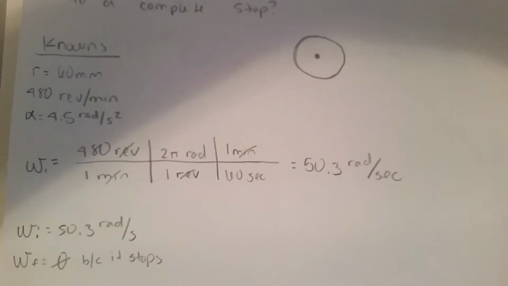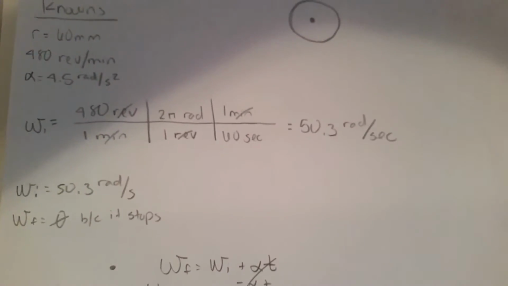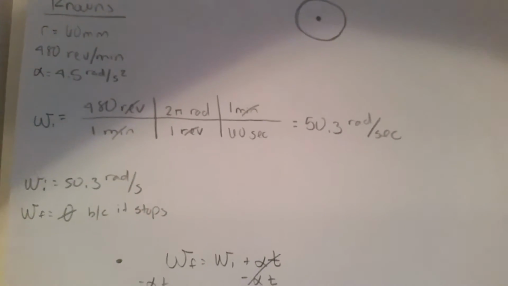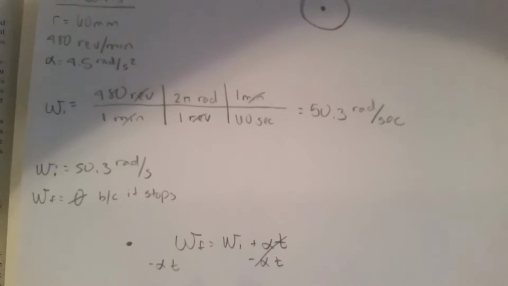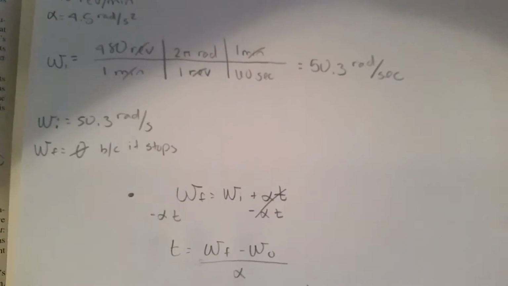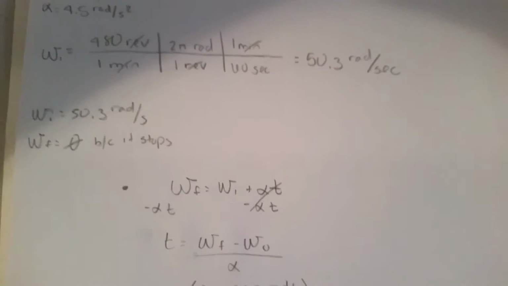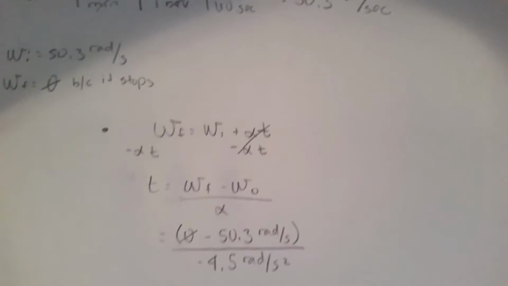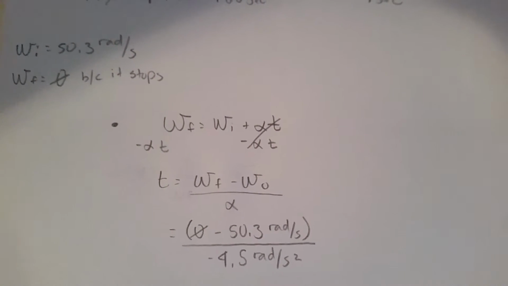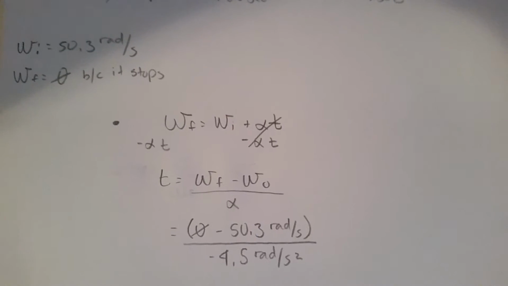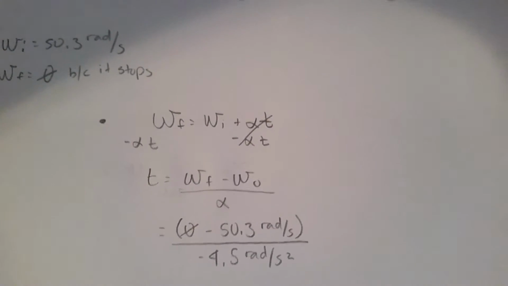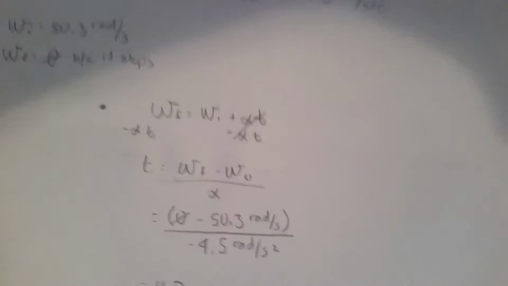Alright, so the formula that I'm going to use is final omega is equal to initial omega plus alpha t, t being the time. So I'm going to rewrite the formula a little bit, and I will get t is equal to final omega minus initial omega over alpha. And I will plug in my values: 0 for the final omega, minus 50.3 radians a second is my initial omega, over negative 4.5 radians over second squared. And that will come out to be 11.2 seconds to stop.